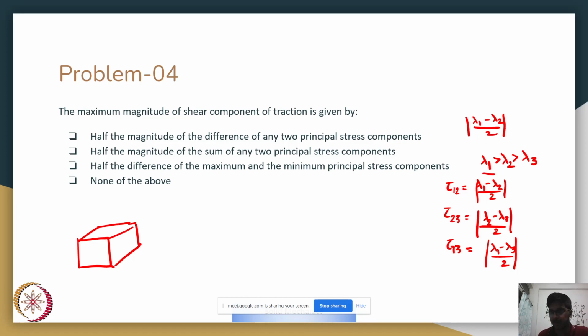If you have lambda 1 greater than lambda 2 greater than lambda 3, tau 1 3 will be the maximum. As you can see, tau 1 3 is greater than both tau 1 2 and tau 2 3. So if you want the maximum, I think the answer is half the difference of the maximum and minimal principal stress components. Yes, sir. Understood.